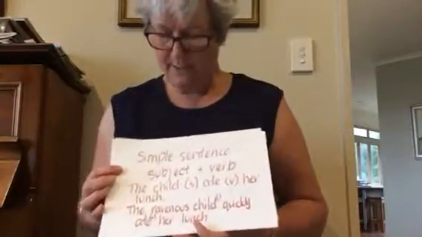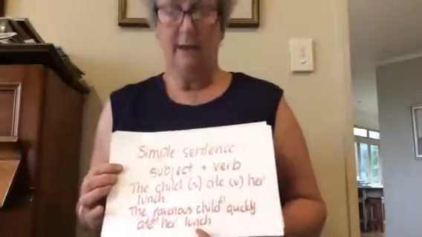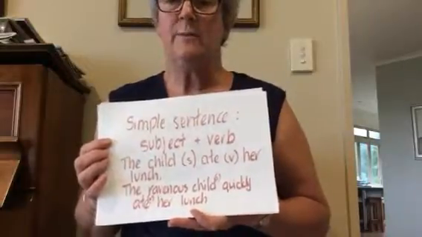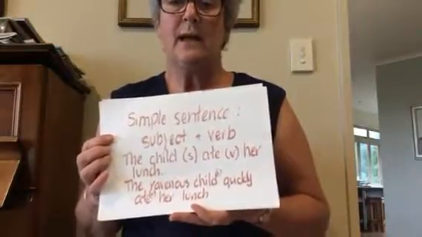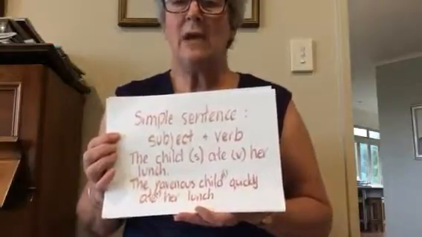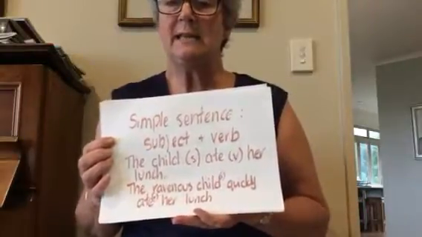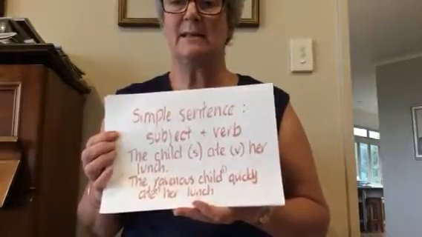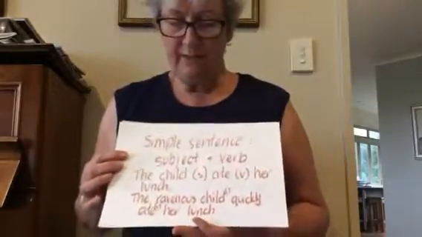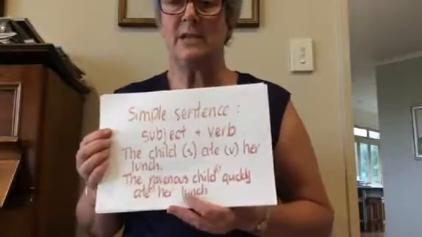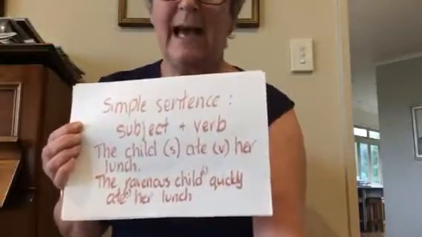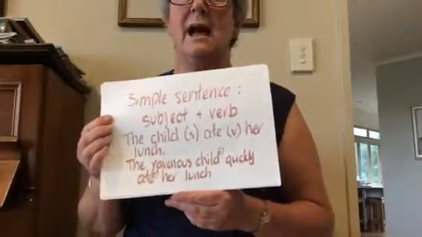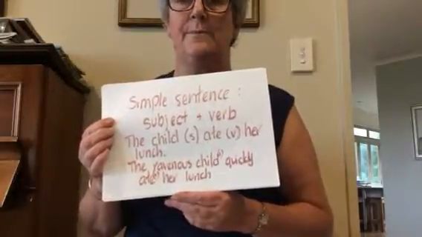Some examples: the child, which is the subject, ate, there's the action or the verb, her lunch. We can add a few adjectives or adverbs to enrich the sentence, but that makes no difference. It still remains a simple sentence. For example, the ravenous child, still the subject, quickly ate, there's the action, her lunch. So there's still a subject and a verb.